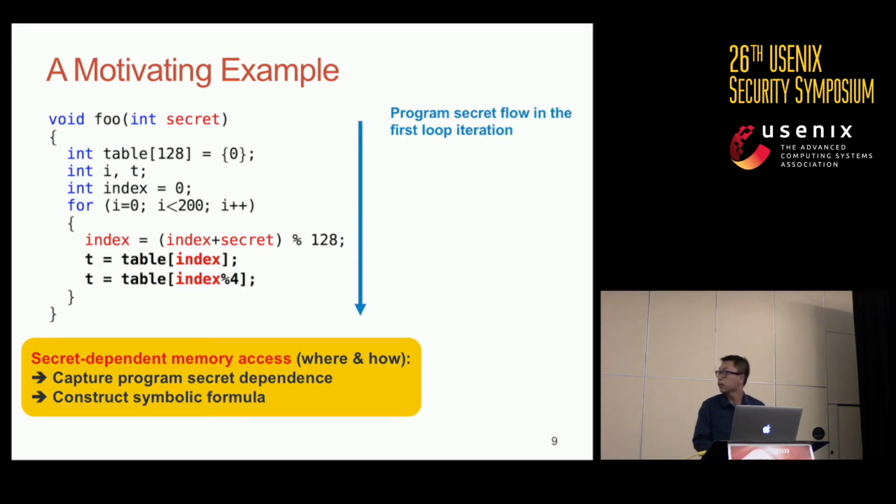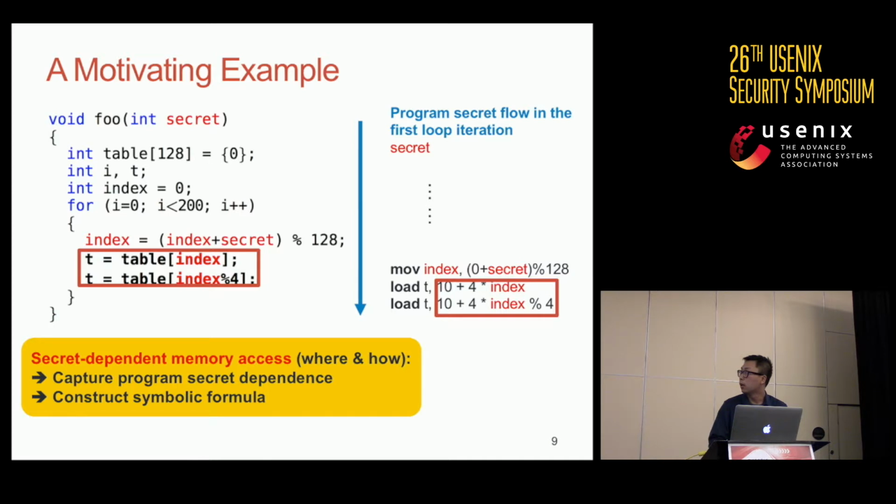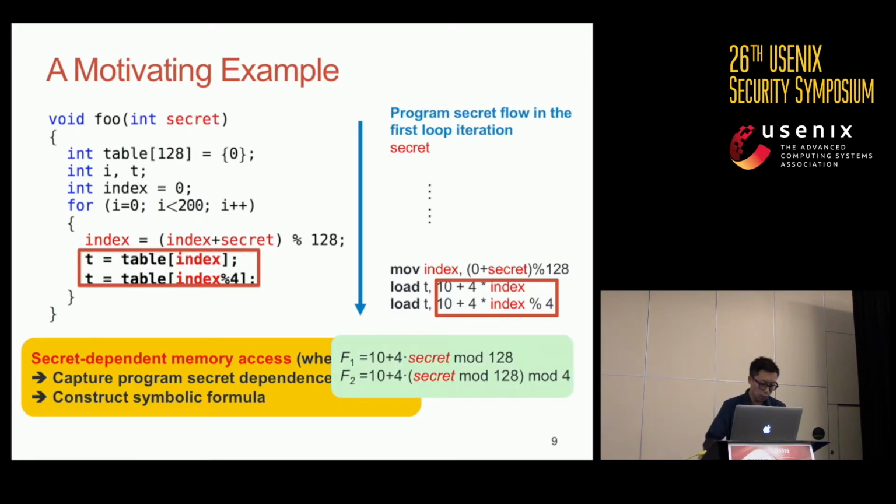All right, so for this example, the program secret flow will be something like this. We start from the secret and trace the dependency until we find two memory load operations. These load operations depend on the program secret, and they actually represent the two table queries in the source code. And using symbolic execution, we can find two symbolic formulas that depend on the secret. They represent the memory load operations in this example.